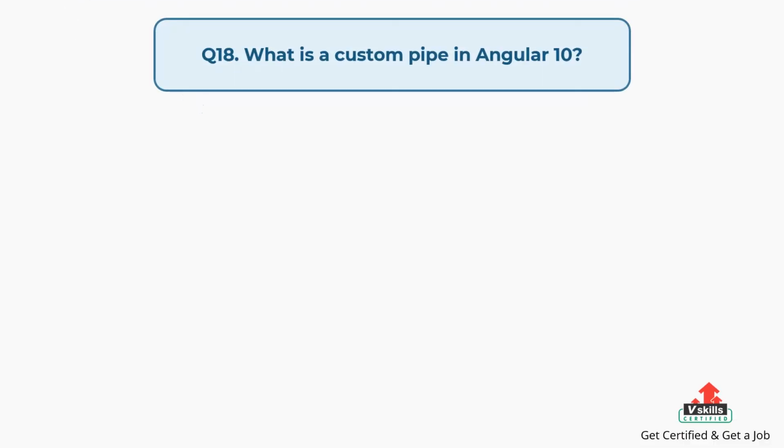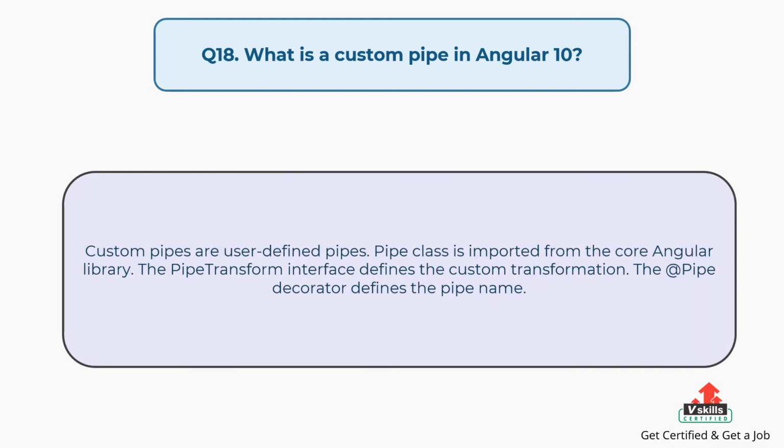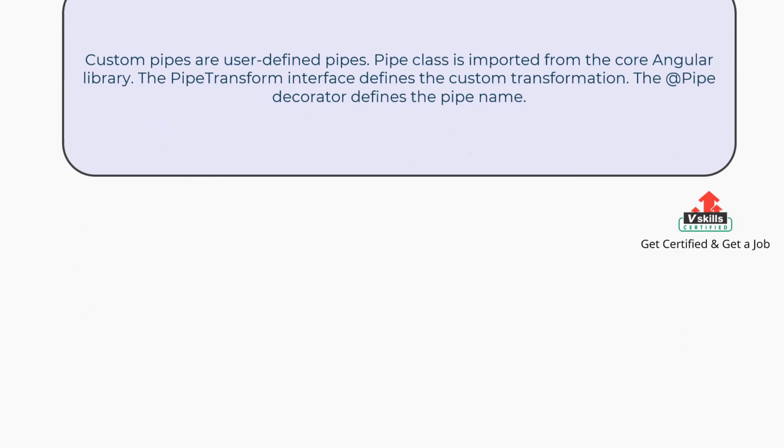Question number 18, what is a custom pipe in Angular 10? The answer is: custom pipes are user-defined pipes. The Pipe class is imported from the core Angular library. The PipeTransform interface defines the custom transformation. The @Pipe decorator defines the pipe name.